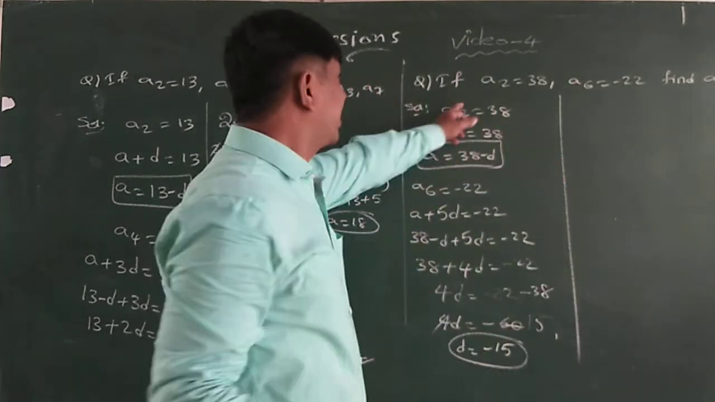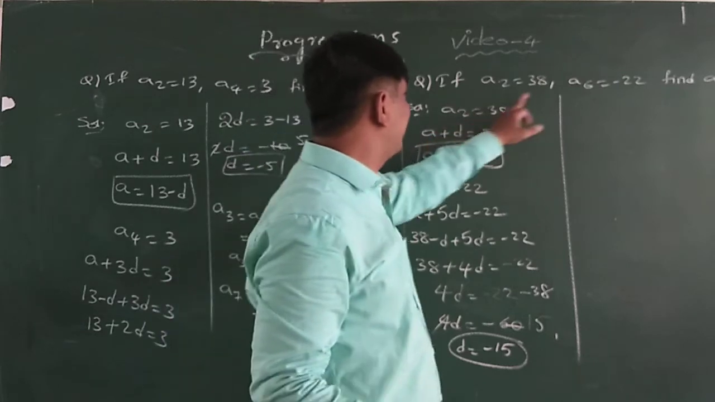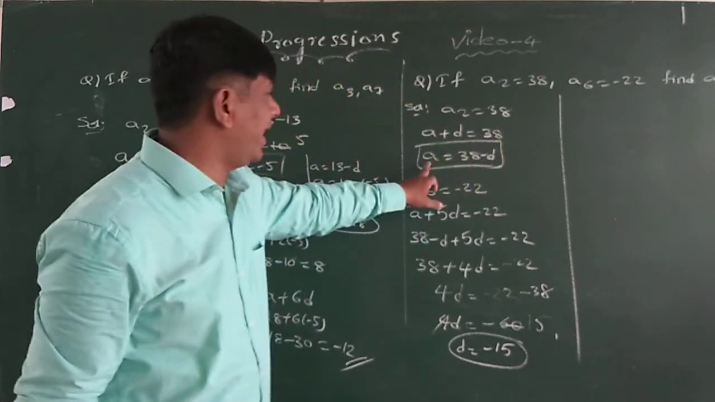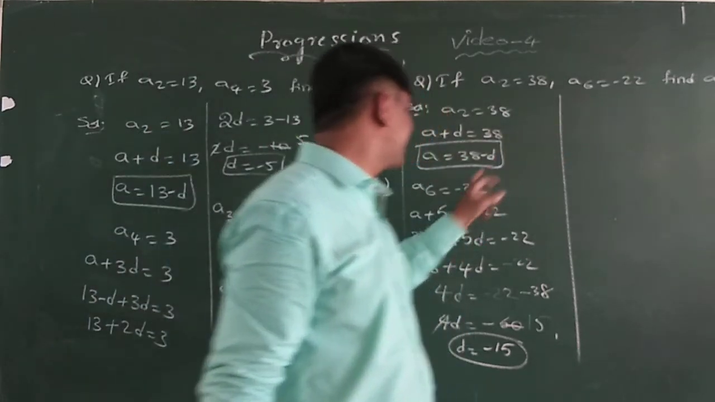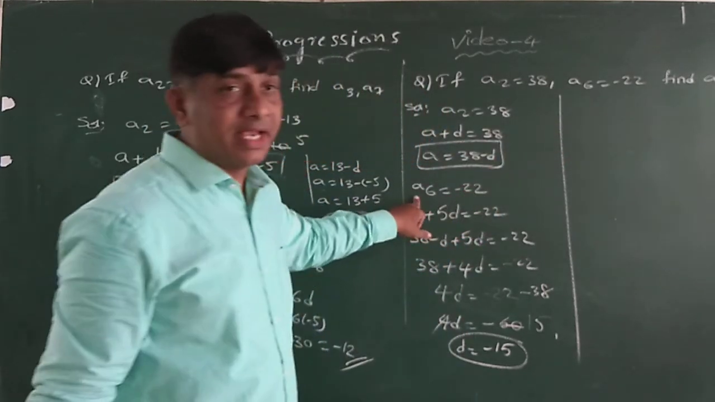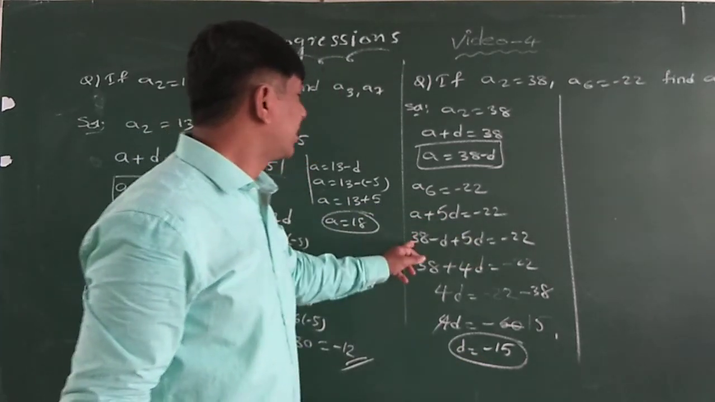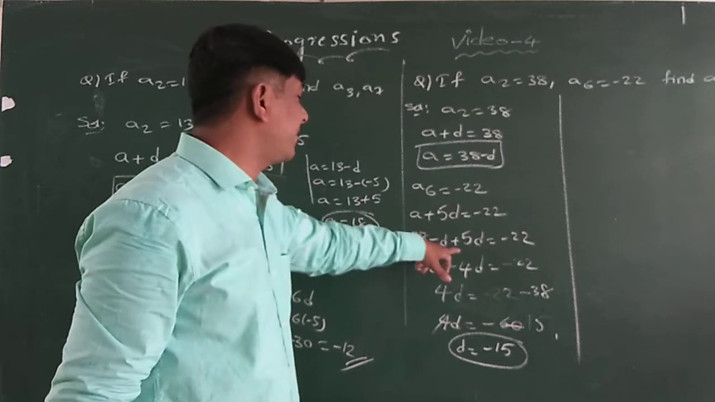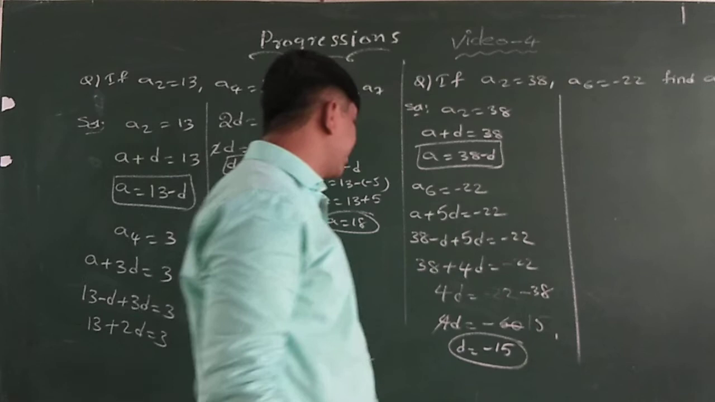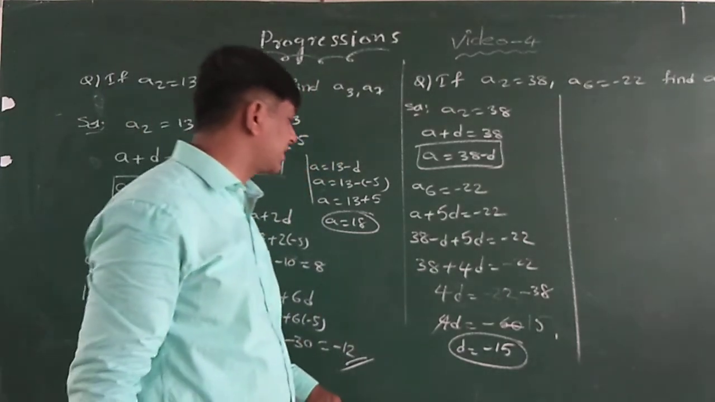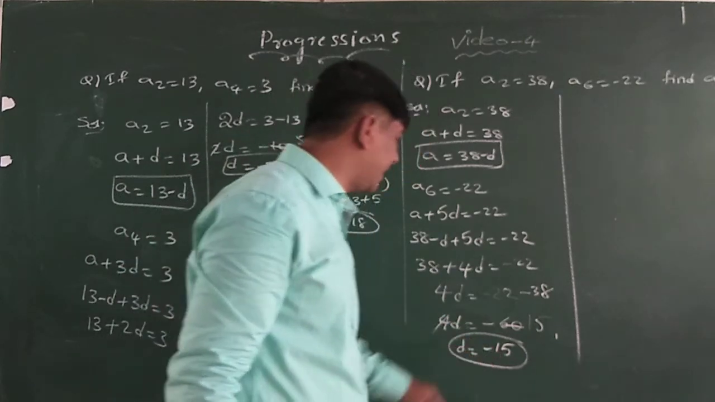See here, A2 is equal to 38, A6 is equal to minus 22. They given A2 can be written as A plus D is equal to 38, so A is equal to 38 minus D. Now the next value is A6 is equal to minus 22. A6 can be written as A plus 5D is equal to minus 22. Substitute 38 minus D plus 5D is equal to minus 22. 4D is equal to minus 22 minus 38. 4D is equal to minus 60. D is equal to minus 15.